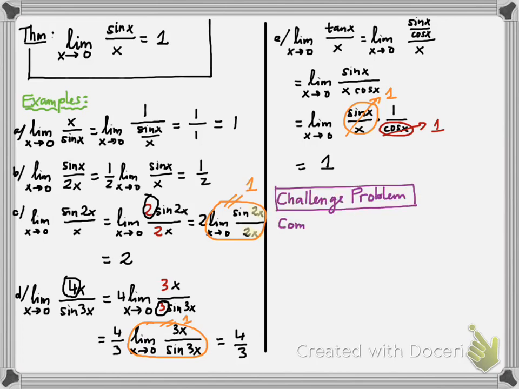As a challenge problem, compute the limit when x approaches 0 of cosine of x minus 1 over x. And if you have any question about the challenge problem, please come talk to me. And that is the lesson.